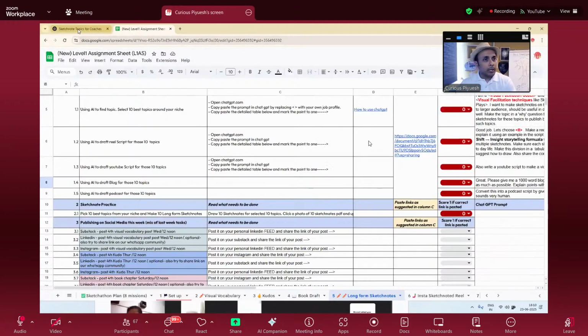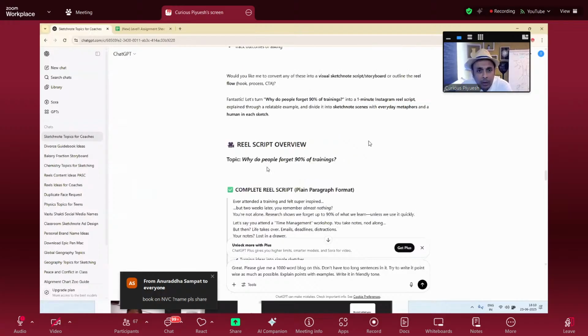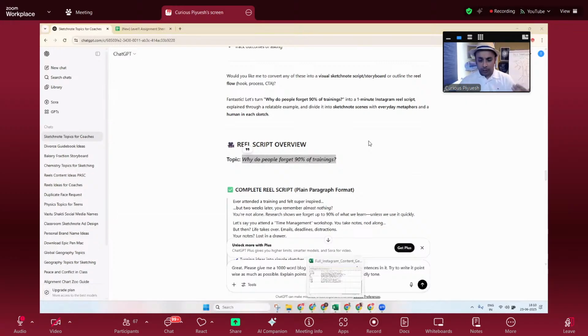And if I go to my ChatGPT, I remember this is the one which we made, right? Why do people forget 90% of training? This was the topic on which we were making sketch notes. So what I'll do is, let me try to find out what we made. For all the new people who are here right now, of course, you might not have made it, but all the people from our mentorship program.